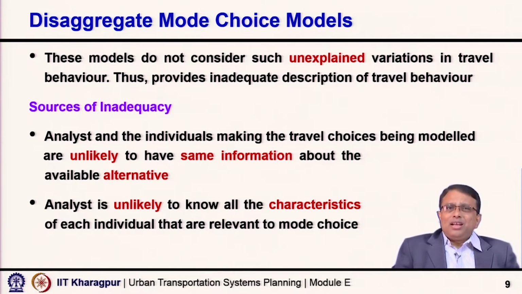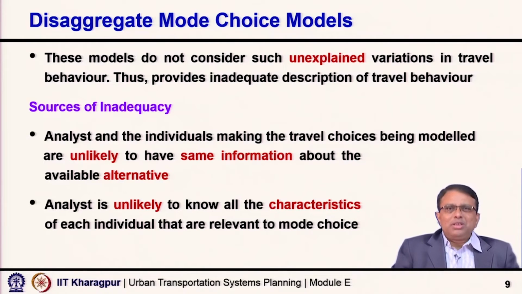The second is, analyst is unlikely to know all the characteristics of each individual. That means, in this particular case, the choice of mode may depend not only on income, but maybe so many other variables and attributes as well. Human being is not so simple that I take one or two characteristics, income or age or gender, and then everybody having the same income and same age will behave in a similar manner. That looks very strange. Human beings cannot be represented in such a simple manner, right. So, analysts are unlikely to know all the characteristics of each individual that are relevant to mode choice.